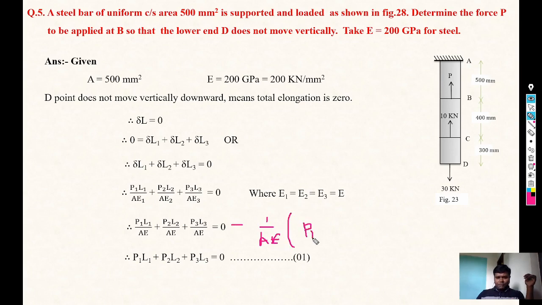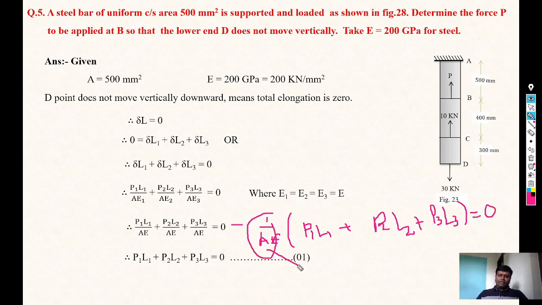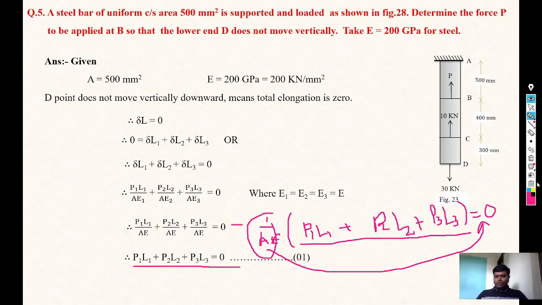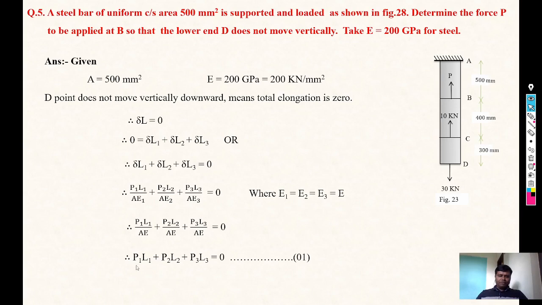So in bracket P1 L1 plus P2 L2 plus P3 L3 is equal to 0. So that AE, move that AE to the right side, so it will be 0. 0 into A is 0. So remaining is P1 L1 plus P2 L2 plus P3 L3 is equal to 0. So this is our final equation, by putting the condition for the total elongation and AE.